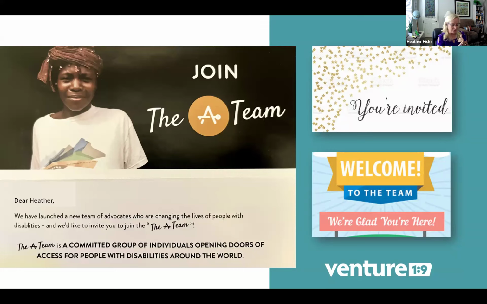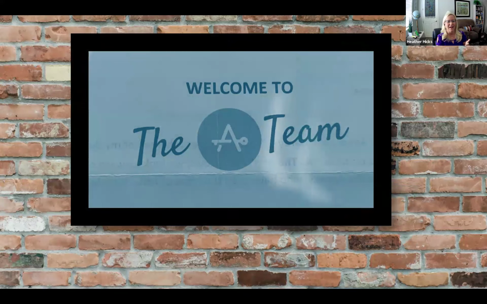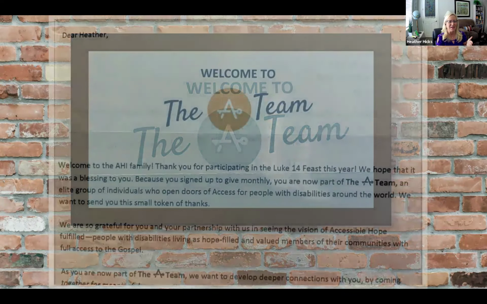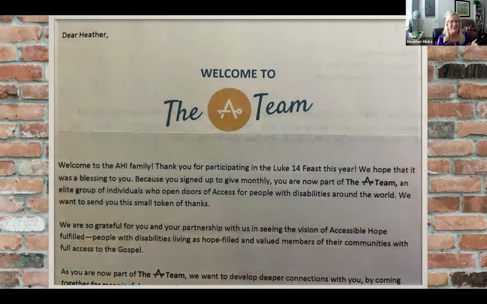Not only did they send me a sticker, they sent me a t-shirt over time. So, I feel like I'm part of this team because I did answer the call and they said, "Welcome to the A team." I got this letter in the mail. Now, it wasn't an ask. "Welcome to the A team." So, they said, "Welcome to the HAHI, which is Accessible Hope International family.